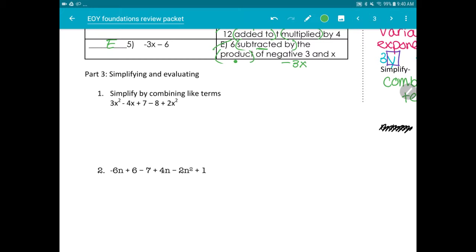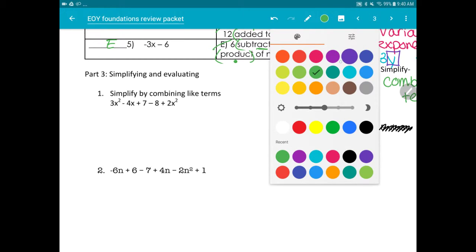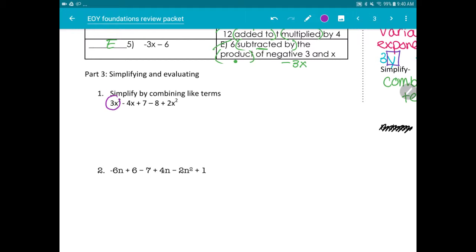Okay, and lastly, combining like terms. So I'm going to start by circling my like terms. So I'm going to start with my x squared family. So I have a 3x squared and a positive 2x squared. Then we have our x family. Let's put a box for that one. So I have negative 4x and nothing else. And then our last family is our numbers. So let's do squiggles for that. So I have positive 7 and negative 8.